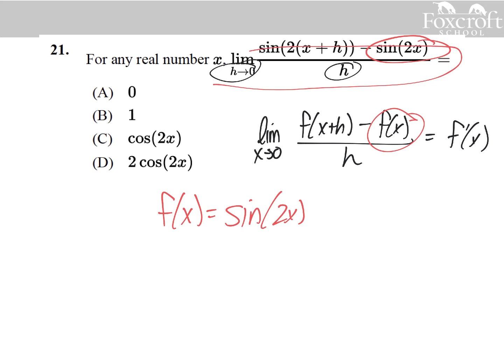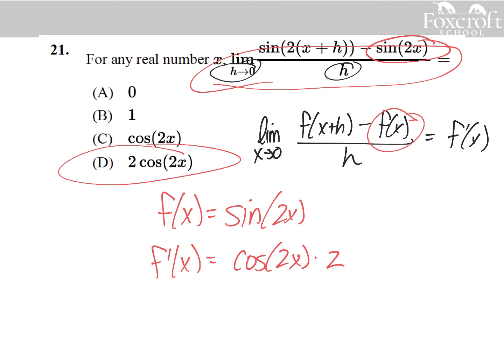And then this whole thing is equal to its derivative, so we just take the derivative of this, cosine of 2x times 2, and our answer is D. So once you know what you have to do for this problem, and that the problem is literally just take the derivative of sine of 2x, it becomes fairly straightforward. I would have to relate this formula to our definition of the derivative in order to know that's what you have to do.